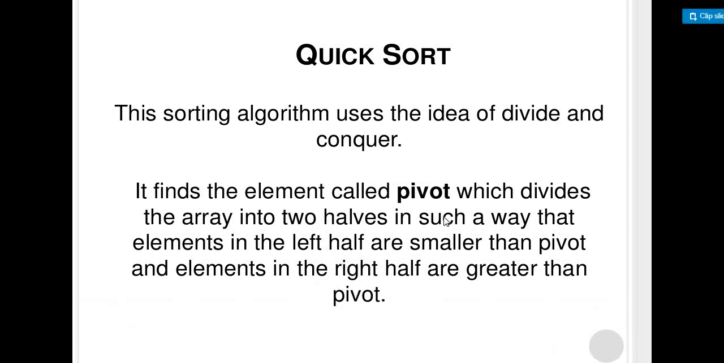It finds the element called pivot, which divides the array into two halves in such a way that elements in the left of the array are smaller than the pivot element and in the right half are greater than the pivot element. So basically, the main objective of this sorting algorithm is to find one pivot element and place it in the list so that to the left of that pivot element all the numbers would be smaller, and to the right of that pivot element all the numbers would be greater.